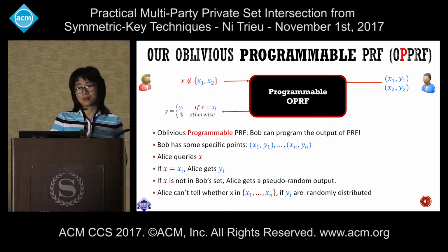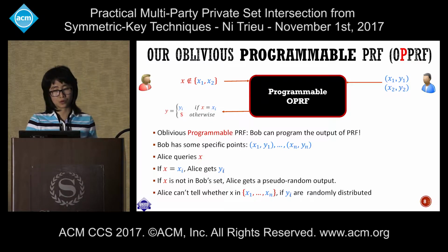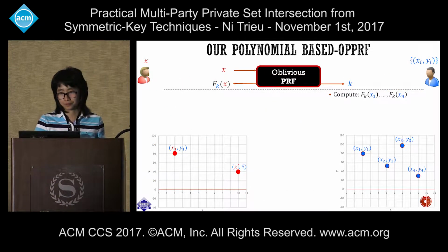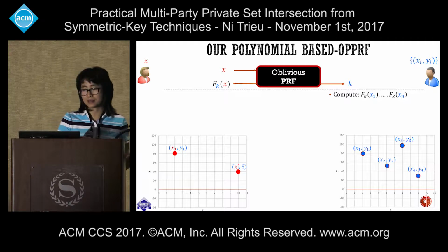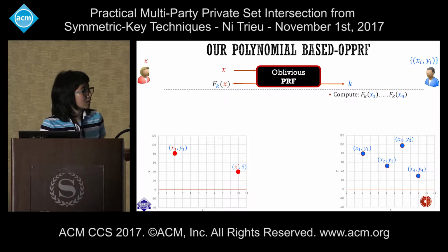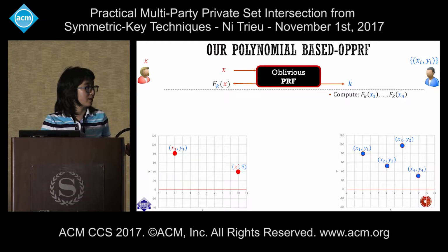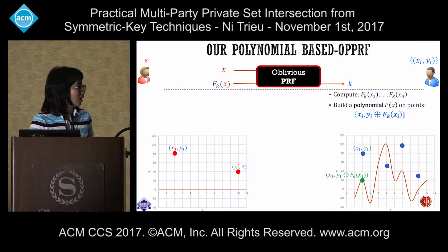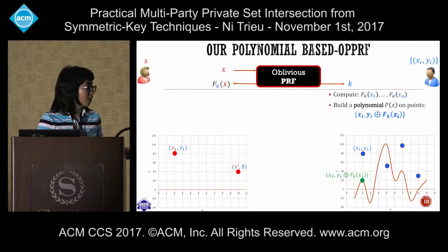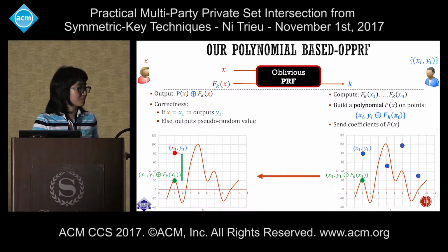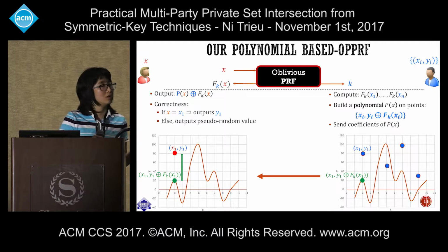Now I'm going to present the simplest protocol, which is called polynomial-based OPPRF. It has the best communication. We can think that Bob has some points, and they are put in the graph. If Alice has s1, Alice sees y1. If Alice has x prime, which doesn't equal any si, she gets a random value. This is the functionality of our OPPRF.